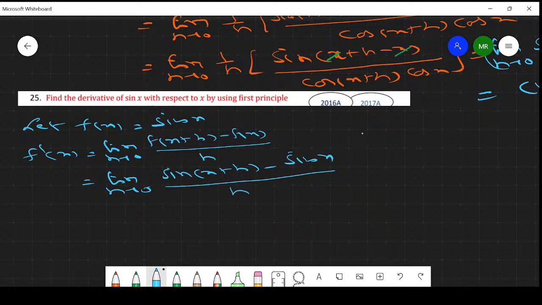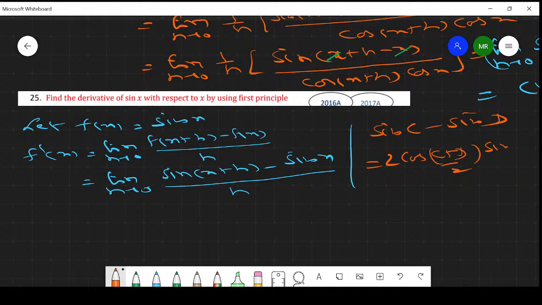But you should remember what is sin c minus sin d. I can tell you that now. You can see on the right side I will show you that. I can write what is sin c minus sin d. When they are talking about sin c minus sin d, again we have a formula. Sin c minus sin d is equal to 2 cos of c plus d by 2 into sin of c minus d by 2. This is the formula we have.